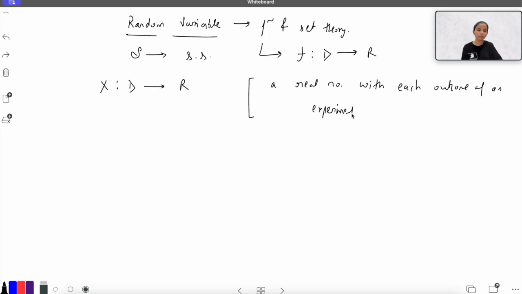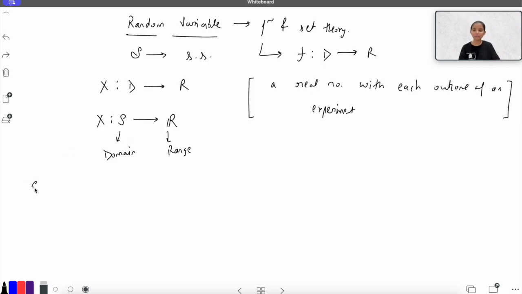We are doing one-on-one mapping on whatever the possible outcome is in my experiment. We are doing the mapping from the sample space to the real numbers. We are assigning one and only one real number to one particular outcome. So the sample space is my domain and my range is the set of real numbers. That is my random variable.